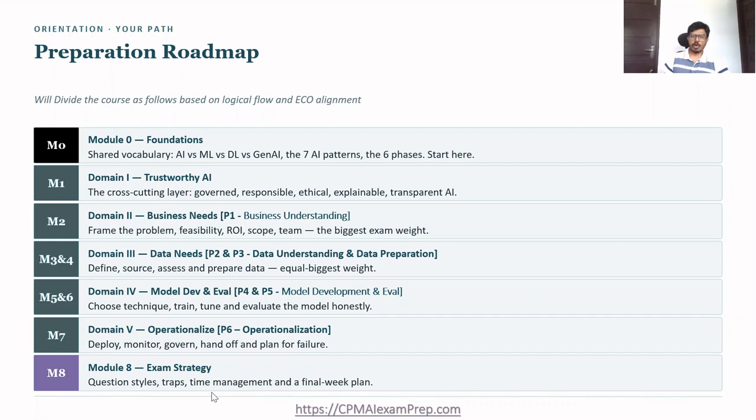All this will happen in this model development and evaluation domain 4. Finally, domain 5, operationalization. We will look at how to deploy this model, monitor it, and govern it in production, plan for handoffs, and even prepare for potential failure scenarios. At the end of this course, we will wrap up with the exam strategy. This will include understanding question styles, recognizing common traps, managing your time effectively, eliminating incorrect answers, and optimizing your approach to succeed in the exam.